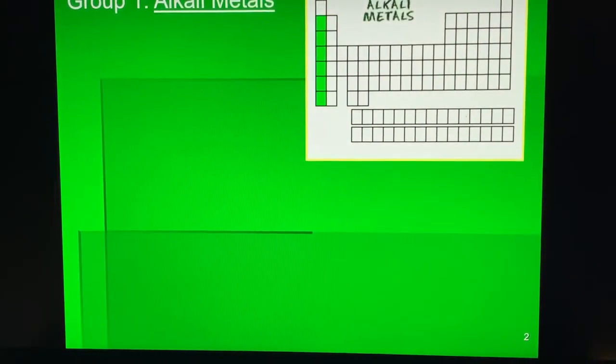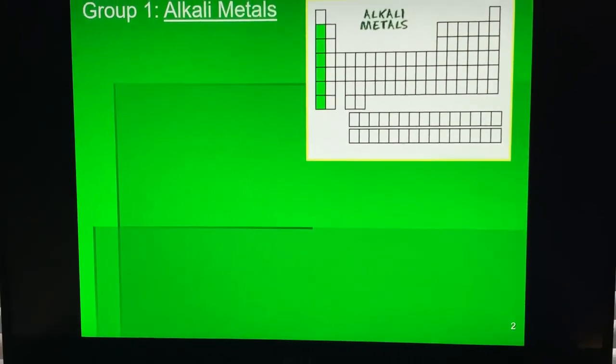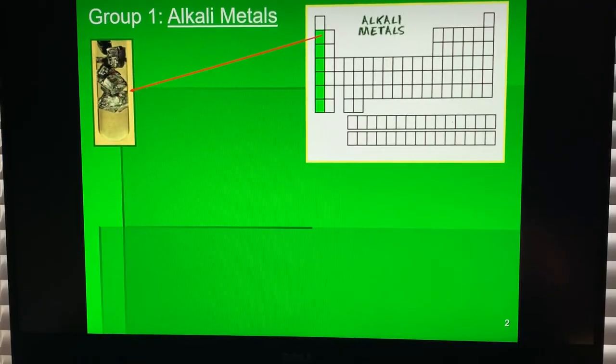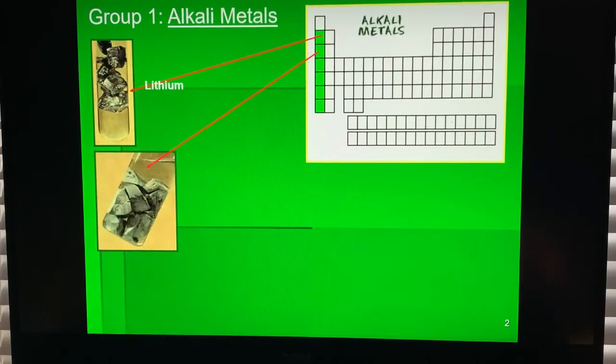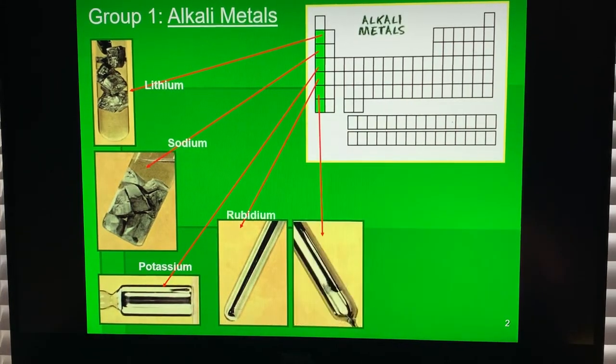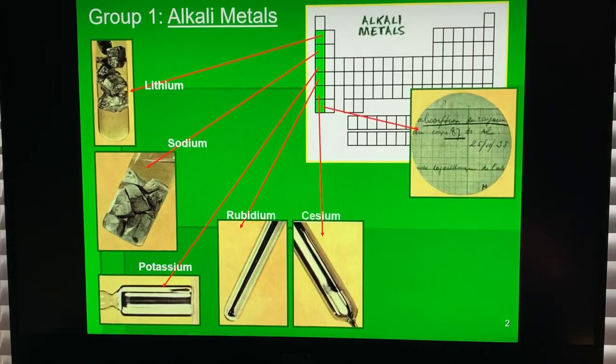So we're going to be talking about all of the families or groups of elements today on the periodic table. We're going to start with the alkali metals. The alkali metals are the first column, or group, or family, and they pertain to lithium, sodium, potassium, rubidium, cesium, and a unique element. Well, they're all unique, of course, but francium.